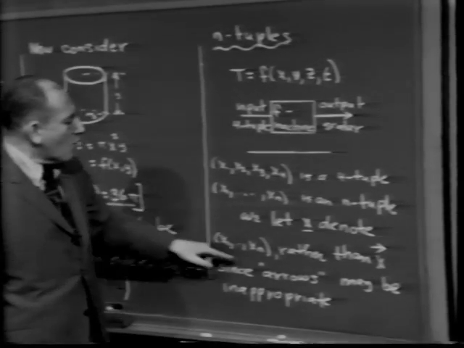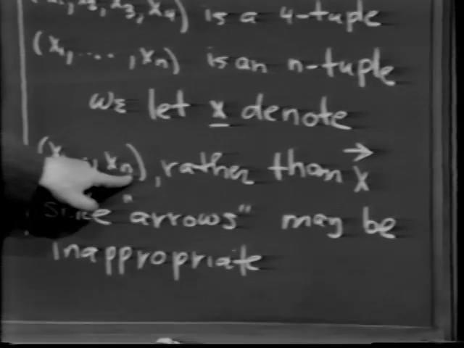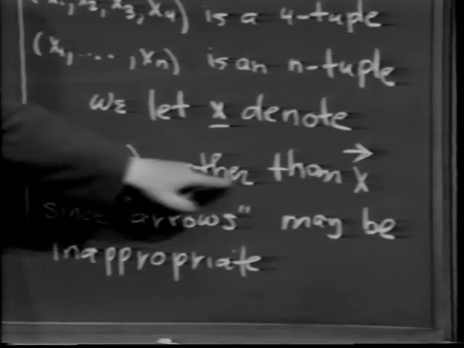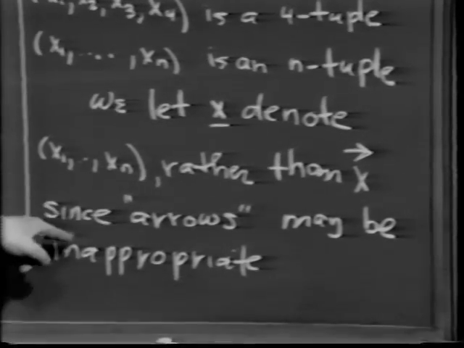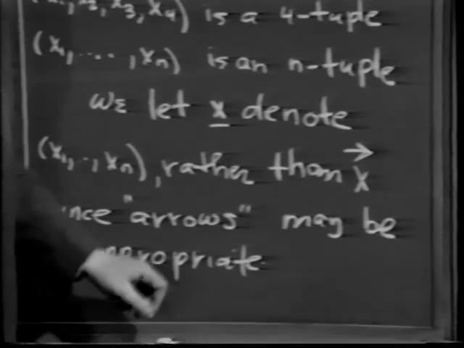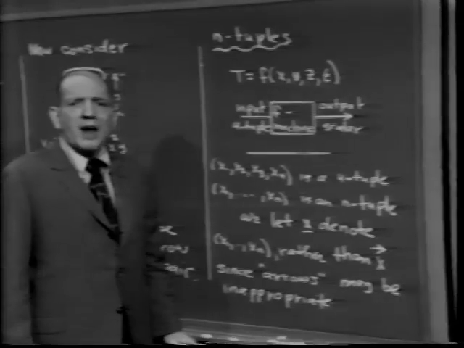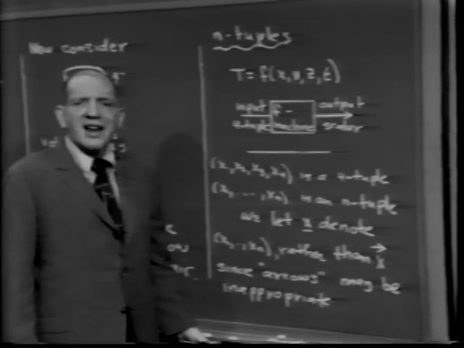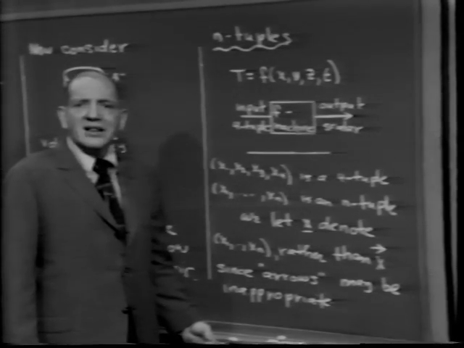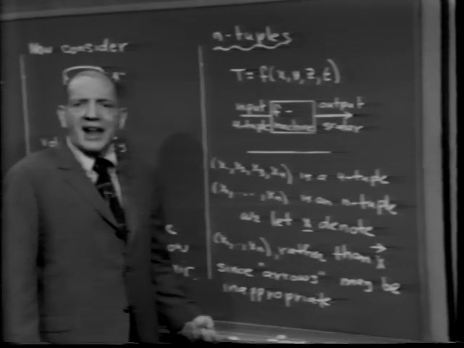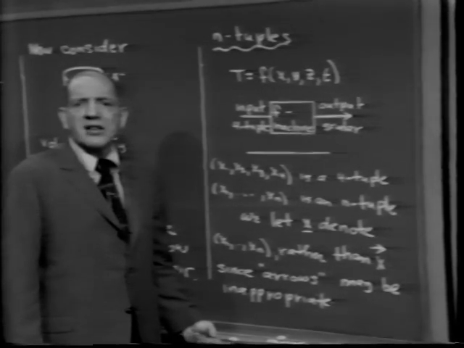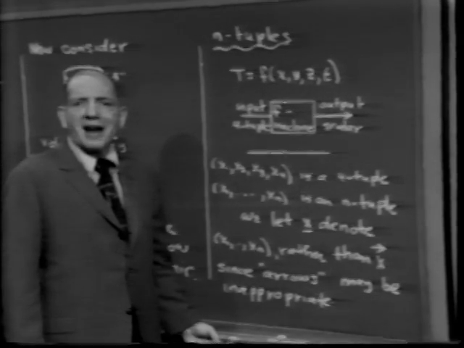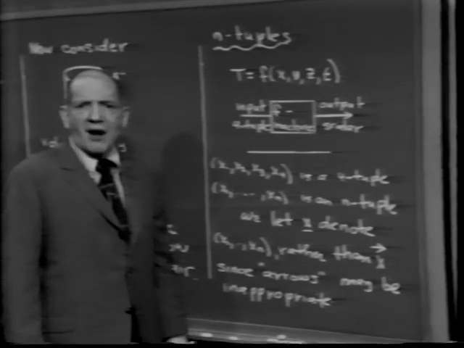And because of that, when we then abbreviate the n-tuple, we use x with a bar under it, let's call it x bar, rather than x with the arrow over it, since arrows may be inappropriate. Now, what do I mean by inappropriate? Well, even in the case of 1, 2, or 3 dimensions, you might be thinking of, say, the radius and the height of a cylinder rather than as an arrow. And in more than 3 dimensions, for most of us at least, it's difficult to visualize what we would mean by an arrow. So we just use the bar underneath.